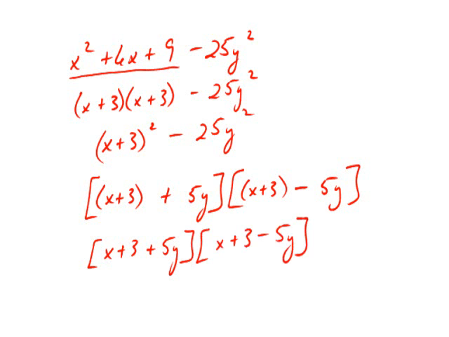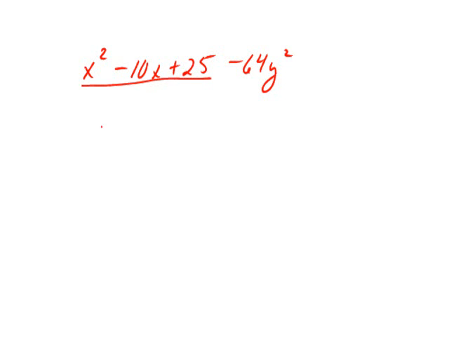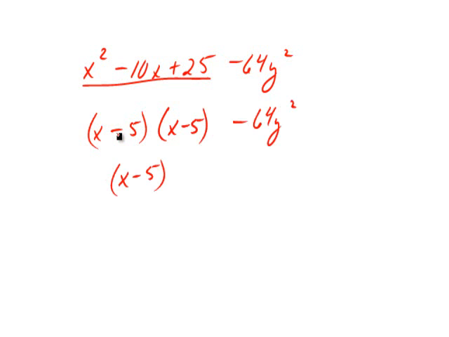Let me give you one for practice. Pause the video, factor this polynomial, and then come back to the video to check your answer. Once again, let's group the first three together and factor into x minus 5 and x minus 5. X minus 5 quantity squared minus 64y squared.